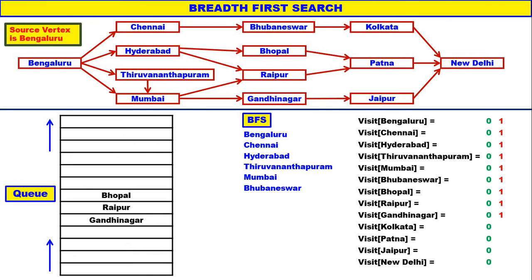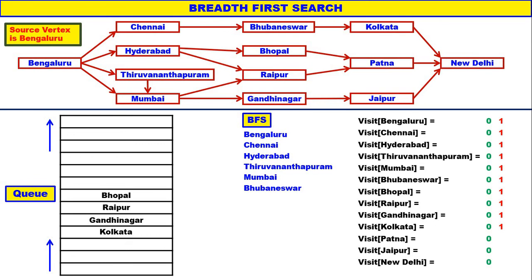Can we add Kolkata to the end of the queue? Check visit of Kolkata. Yes, visit of Kolkata is equal to 0. It means Kolkata is not yet visited. Therefore, Kolkata can be added at the end of the queue. Yes, Kolkata is added at the end of the queue. After adding Kolkata at the end of the queue, make visit of Kolkata equal to 1. Bhubaneswar is over. Again, come back to the queue.